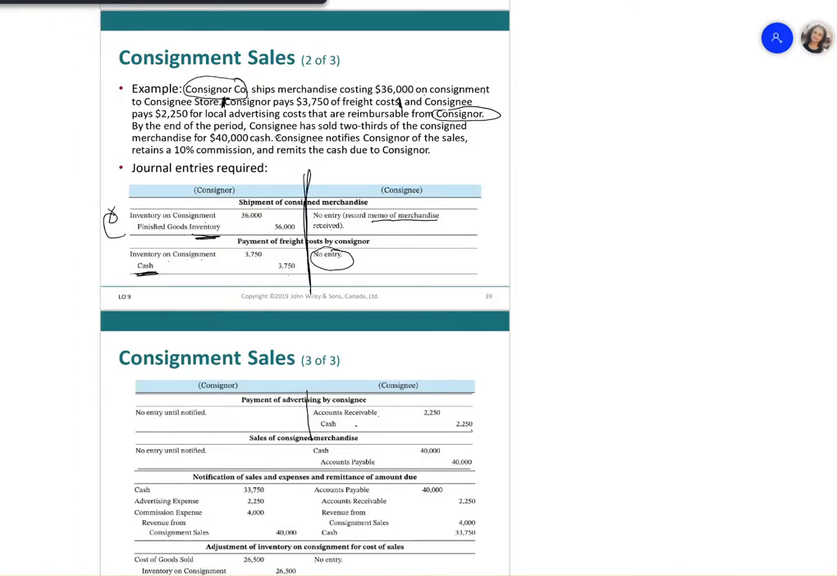By the end of the period, the consignee has sold 2/3 of the consigned merchandise, which is for $40,000. So in this case, now we have to do an entry under both books, and sometimes it's nice to see it from the point of view of the consignee before we get to the consigner. What they did is they sold it. If they sold it, they have to record a receivable because they sold it for $40,000.